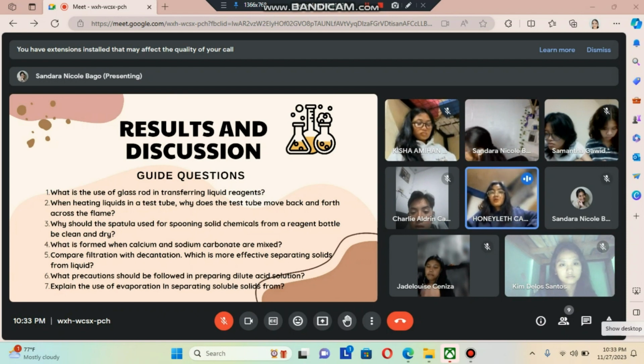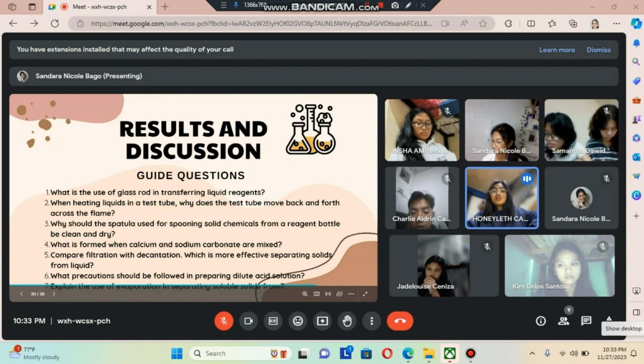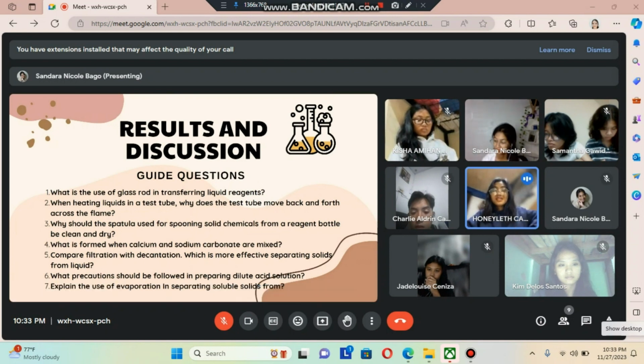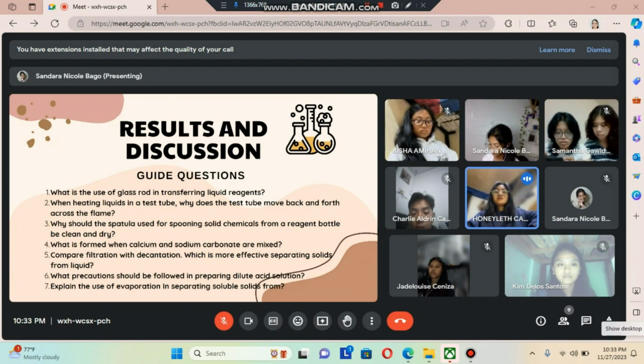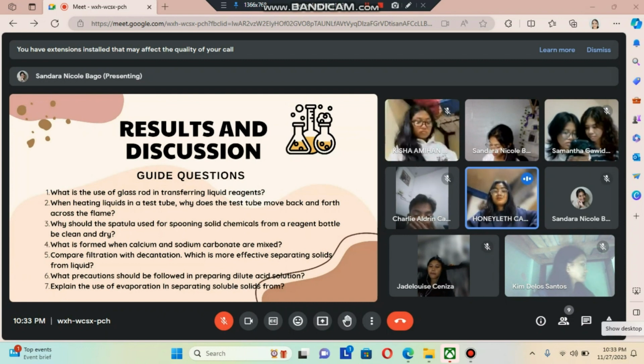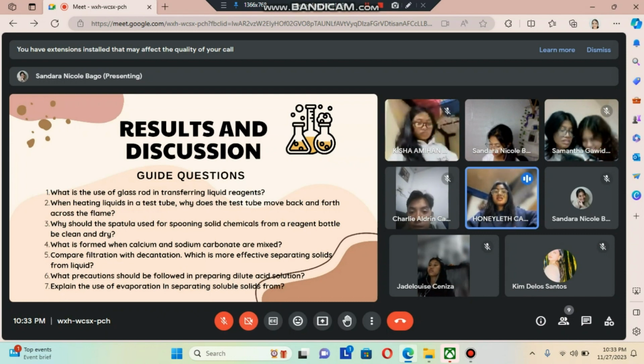Next question. Why should the spatula used for spooning solid chemicals from a reagent bottle be clean and dry? So, the reagent bottle is one of the primary apparatus which contain pure chemicals, and it should be pure as it is. The spatula should be clean as it is used for spooning solid chemicals because negligence in maintaining the cleanliness of the object can contaminate chemicals in the reagent bottle, and it may result in damage and destroy the chemical properties of a particular substance or compound. Anything that is caused by negligence can result in a serious and dangerous experiment in the laboratory.